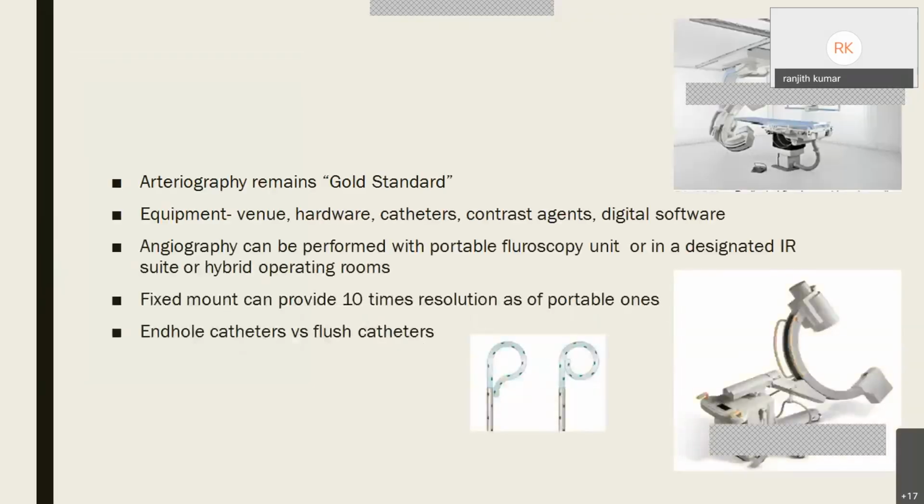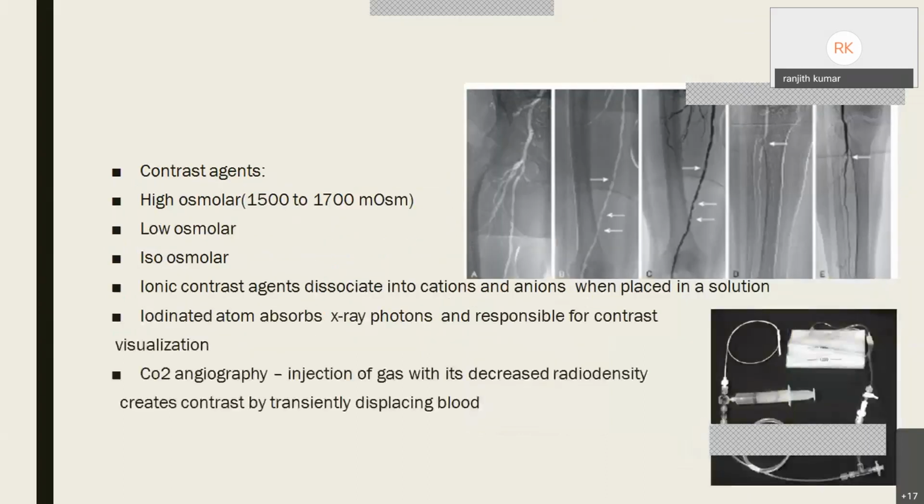Coming to arteriography, it still remains the gold standard, but it requires a venue, that is a hybrid suite or a cath lab suite, and hardware, catheters, contrast agents, and digital software. It can be performed by a portable fluoroscopy unit or in a designated interventional radiology suite or a hybrid operating procedure. A fixed mount can provide 10 times better resolution than the portable ones. And end-hole catheters are less used when we are imaging bigger vessels like the aorta, where we use flush catheters like a pigtail.